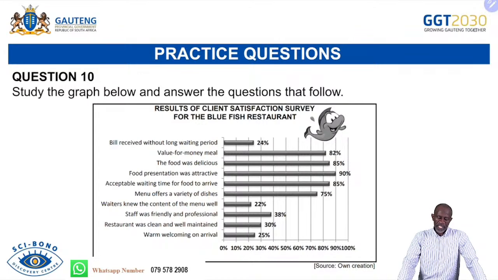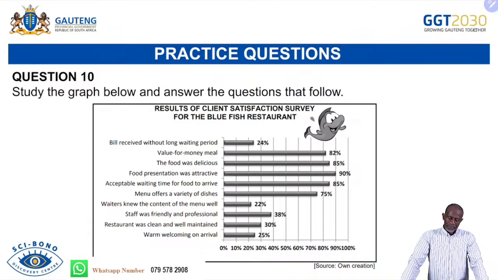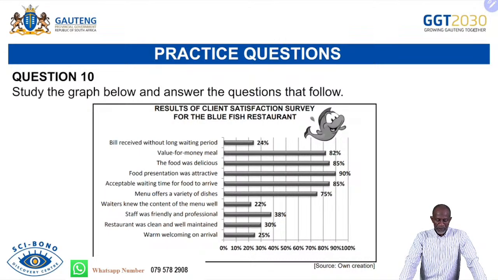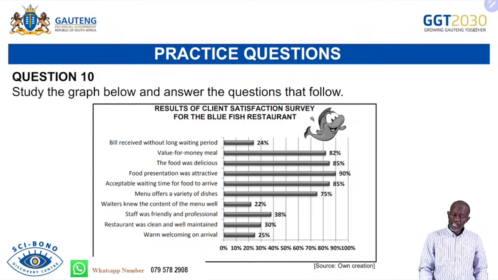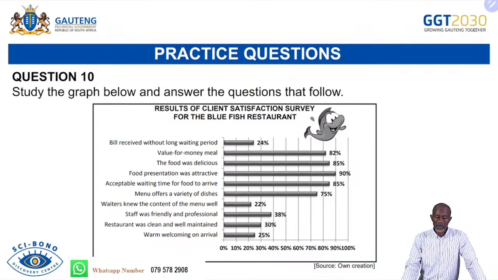With the given information, you can see that there are some of the service levels which are rated very low. For example, here you have "waiters knew the content of the menu well," which is a disadvantage to the business as waiters are not in a position to advise. So the problem here is with the waiters, one category of the staff.